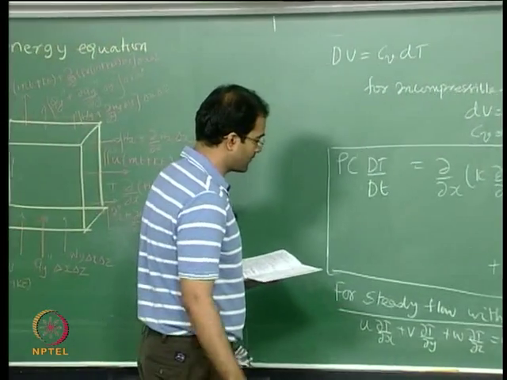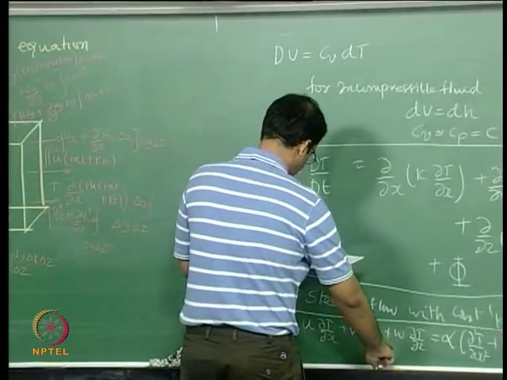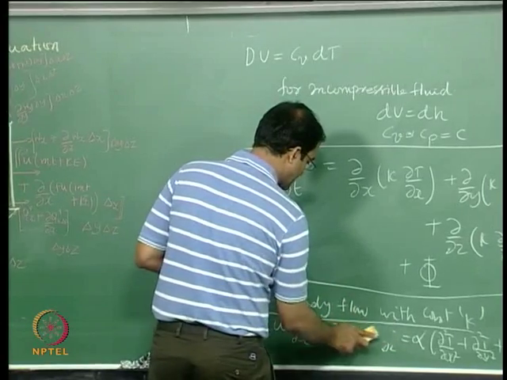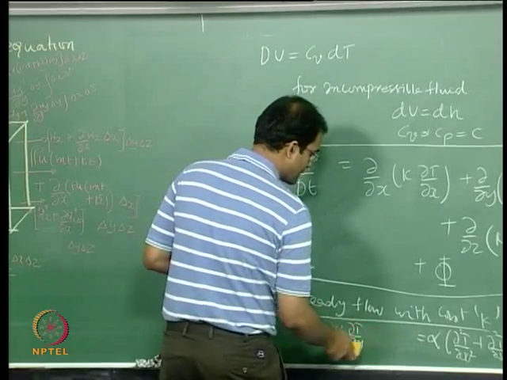okay. So for two dimensional flows I can make a further approximation that the third dimension is not important.